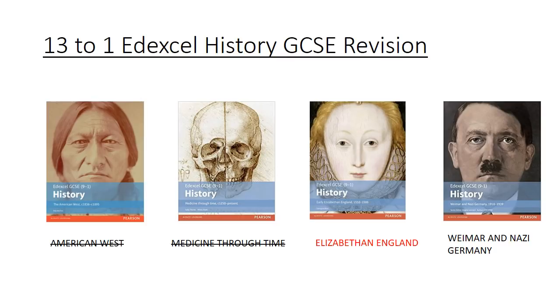Okay, welcome to week 13 of our History GCSE revision. I'm going to carry on looking at our Elizabethan England topic, and particularly this week we'll be looking at the Spanish Armada.